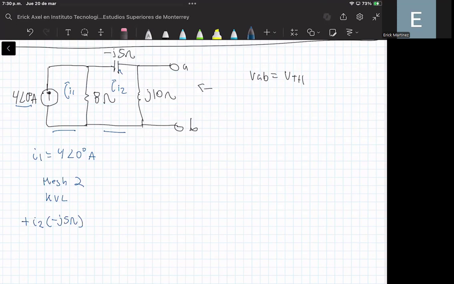And also you can notice that I2 will be flowing through the inductor, okay, through this element. And we have no current flow in this direction because there is an open circuit, okay, pointing in this direction. So that's why we can say that the current I2 will be flowing only through the inductor. So we can say that the voltage drop in this element is I2 multiplied by J times 10 ohms.